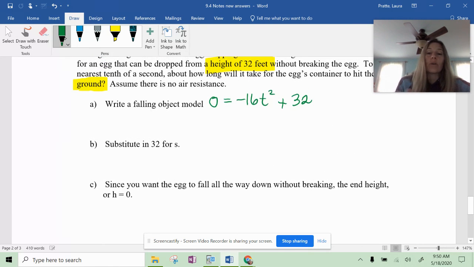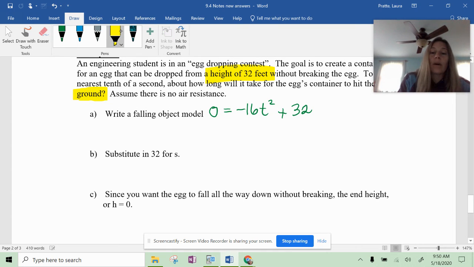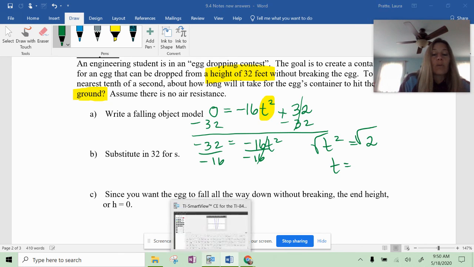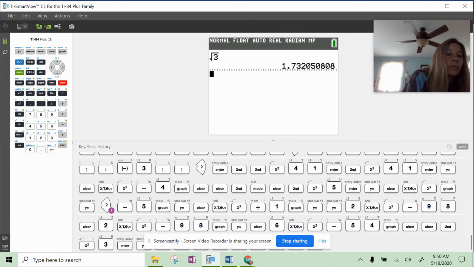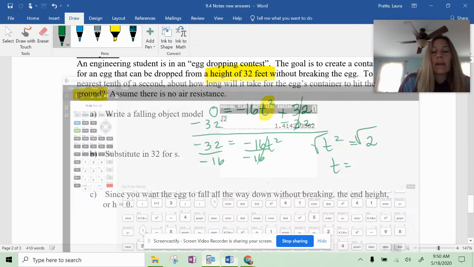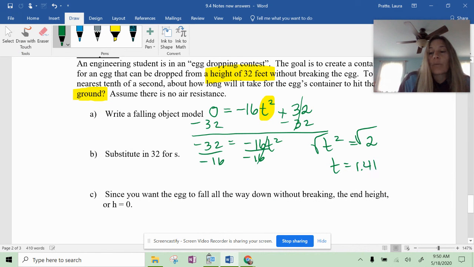So now we're just going to solve it for time. So again, you want to get this t squared by itself. So we're going to subtract the 32. So we have negative 16 t squared equals negative 32. Divide by negative 16. So t squared equals 2. And then I would square root it. And I get t equals, and when I do square root of 2, square root of 2 is 1.41. And make sure you label your answer with seconds.